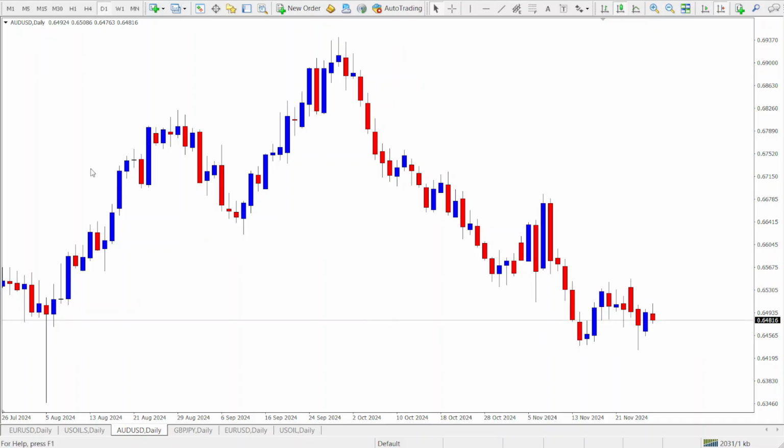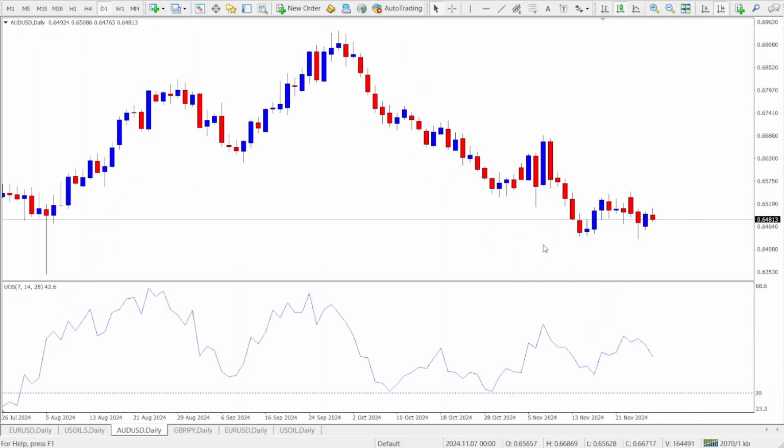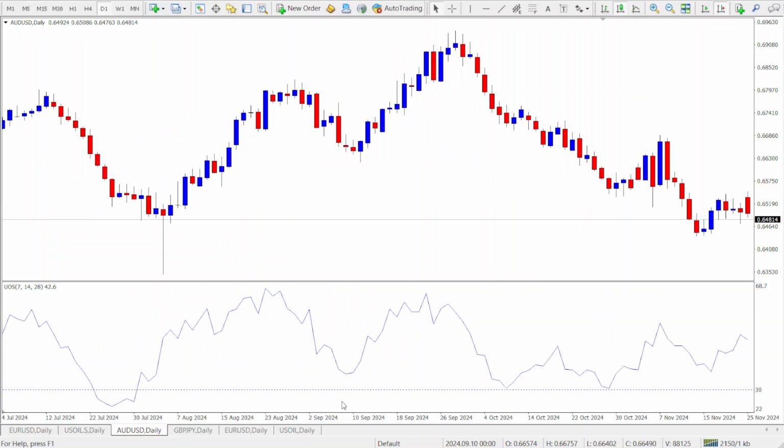All right, the ultimate oscillator indicator. So this is how it looks. This indicator tries to minimize false signals by combining a weighted average of short, medium, and long-term stochastic oscillators. As we can see, it's an oscillator, so it shows us potential buy and sell opportunities around oversold and overbought territories.